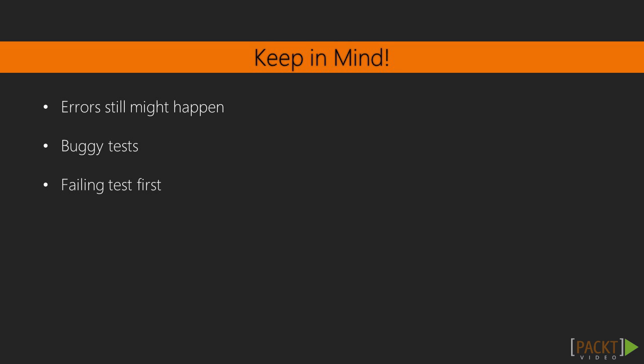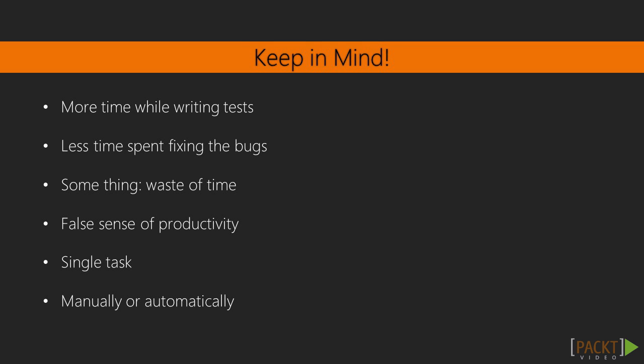Not everything is positive, and you should keep the following in mind. Working unit tests don't mean that errors won't happen or that the application as a whole will work. Tests can be buggy, in which case providing false confidence of everything working correctly. This is the reason why you always make sure that your test is failing first. The tests will require extra time to write them. This will be balanced out as you will be spending less time debugging to fix the bugs.